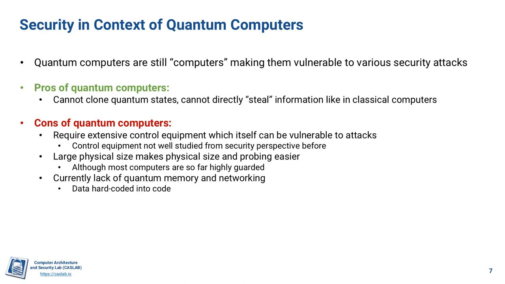And what that means is that the data that you're computing on is hard-coded into the quantum program. So when you submit a program into a quantum computer, all the data is basically in that program. You can think of it like all the values you're using in the quantum program are constants within your code. So if somebody is able to extract the quantum program, they can get all the data that you use.